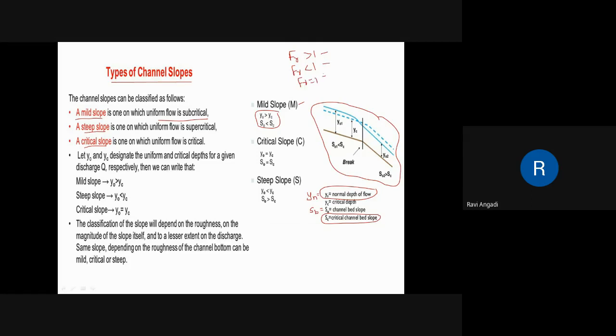I'm writing it. If the Froude number is greater than 1, what kind of flow do you get? Supercritical flow. Supercritical flow means the depth should be lesser than the critical depth, right? Y should be less than Yc? Yes, sir.